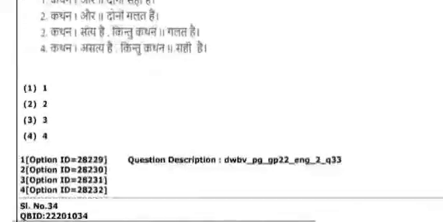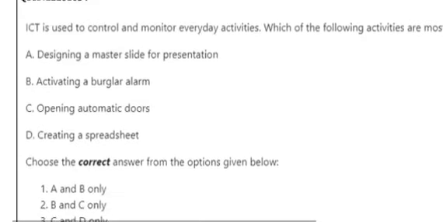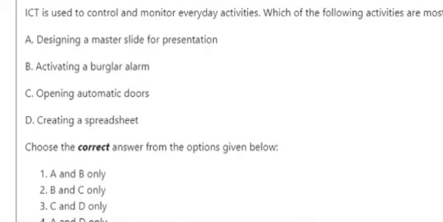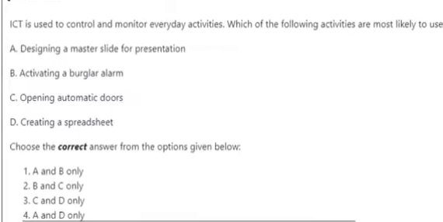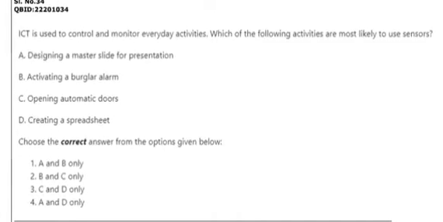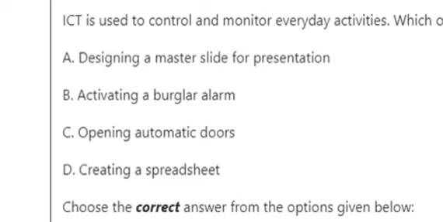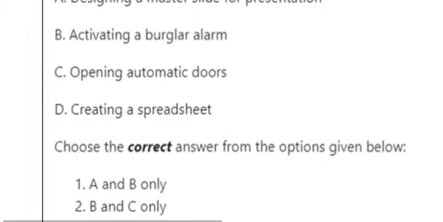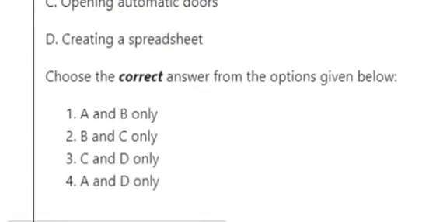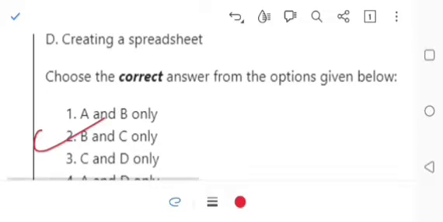Next, question 34. ICT is used to control and monitor everyday activities. Which of the following activities are most likely to use sensors? A: designing a master slide for a presentation, B: activating a burglar alarm, C: opening automatic doors, D: creating a spreadsheet. Choose the correct answer from the options below: A and B, B and C, C and D, A and D. For 34, the correct option will be number B. B and C only will be correct.